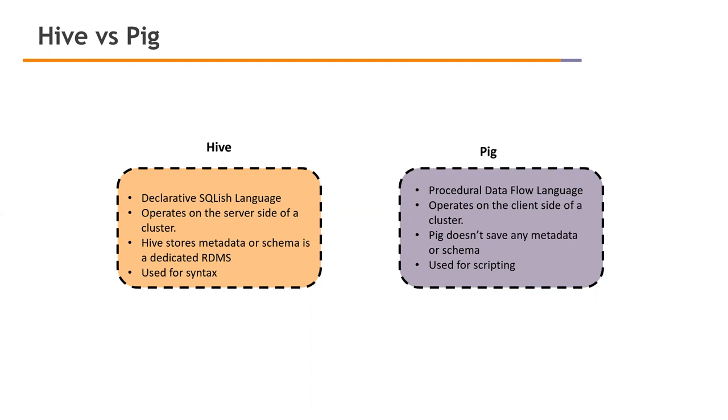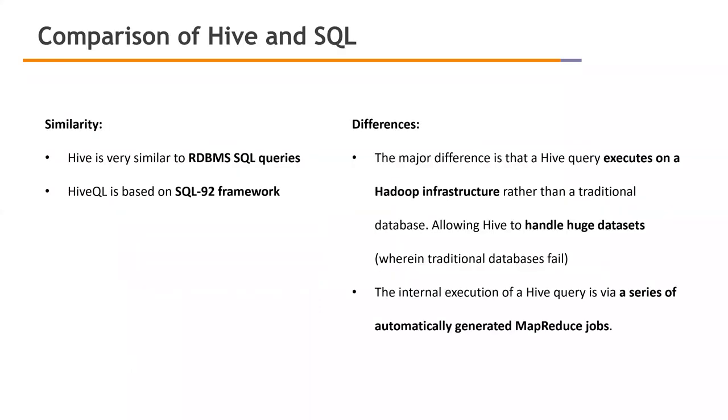And Hive stores the metadata in a dedicated RDBMS. Pig doesn't save the metadata or schema anywhere. And Hive uses SQL syntax. Pig is using scripting. So we will see these differences later. Right now, if I look at the differences, it may not be so clear. We will see that. Okay.